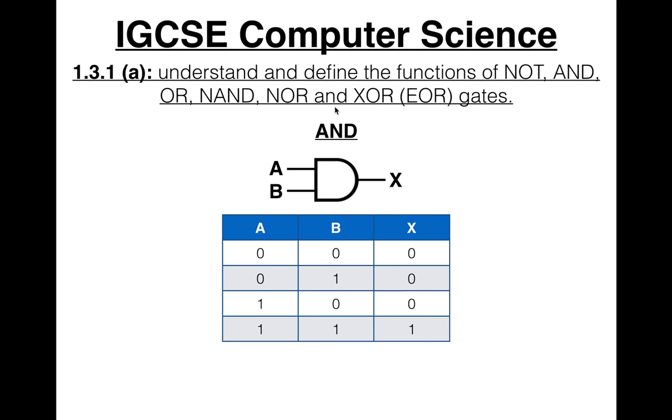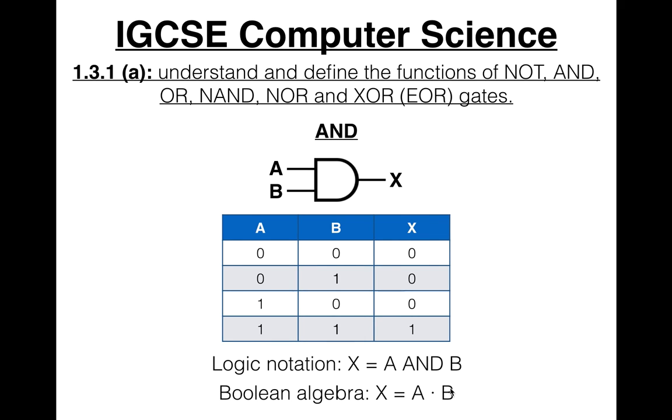So you can kind of see why it's called the AND gate. So this and this have to be 1 in order for this to be 1. So the logic notation would be X equals A AND B. Boolean algebra would be X equals A dot B. And you'll also see when we look at logic circuits that they're basically a bunch of logic gates, and you'll see how that works.